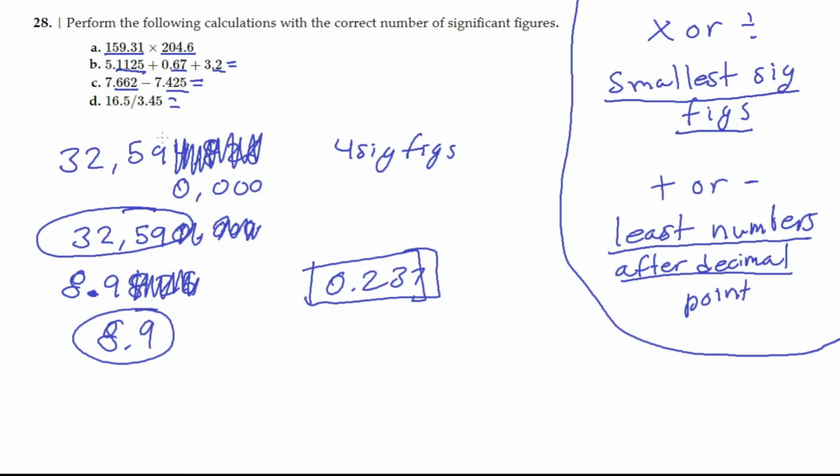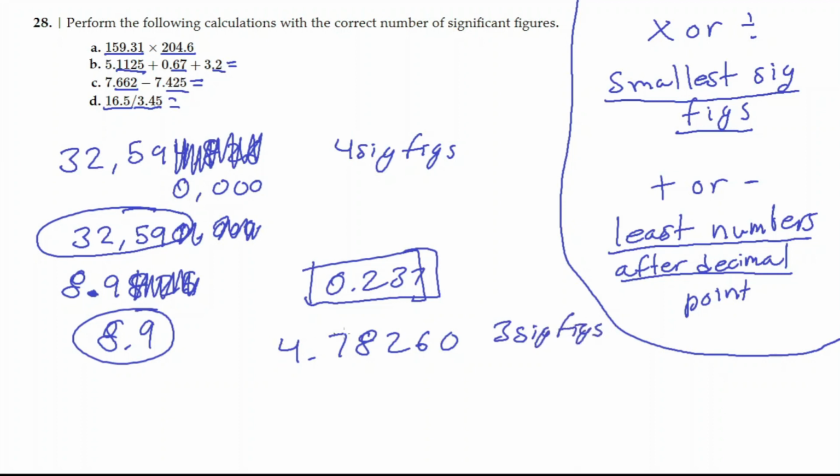So we have 16.5 divided by 3.45, and we get an answer of 4.78260. There are some other numbers after that, but we're not going to need those. Here we're dividing, so we need to make our answer the same number of sig figs as the smallest sig fig number. This number has 3 sig figs, and this number also has 3 sig figs. So 3 is going to be our smallest sig fig number, and we have to make our answer only 3 sig figs.